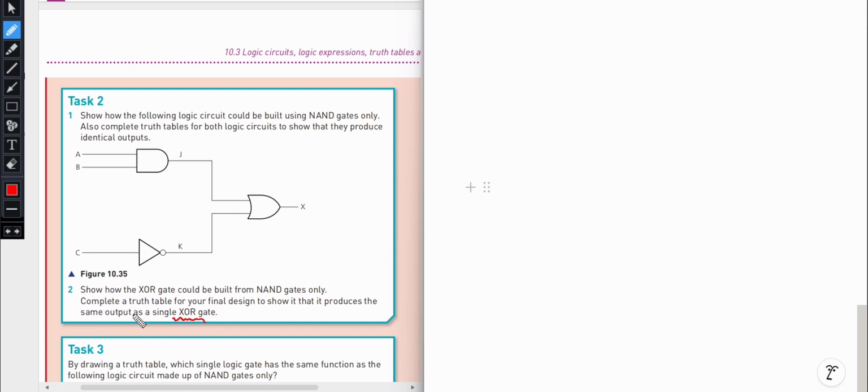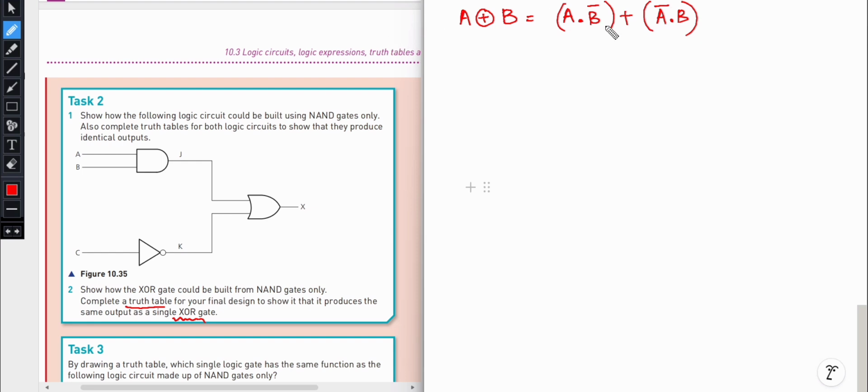They are saying to complete the truth table for your final design to show that it produces the same output as a single XOR gate. We will prove that using the truth table, but firstly let's form the NAND gate. We have to know this beforehand: A XOR B is basically A dot B dash plus A dash dot B.